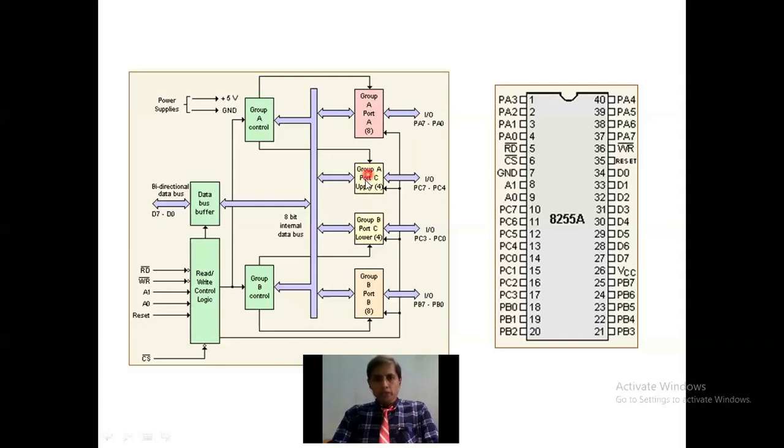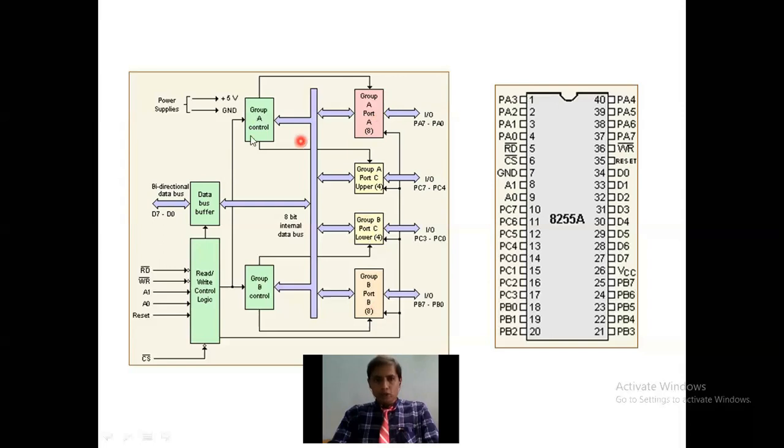Then similarly, this is group A, two parts: port A 8 and port C upper. Port C upper means 4 pins, PC4 to PC7, also comes under group A. Then these two come under group B. In group B, port C lower 4 bits, named PC0 to PC3, and port B 8 pins. Port B 8 and port C lower, these two come under group B. These two come under group A.